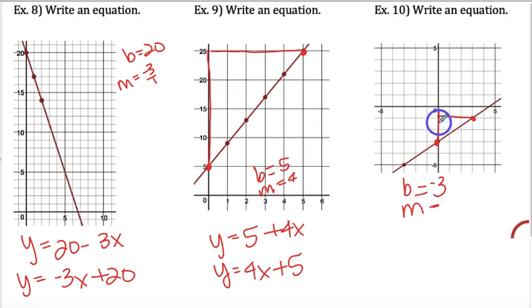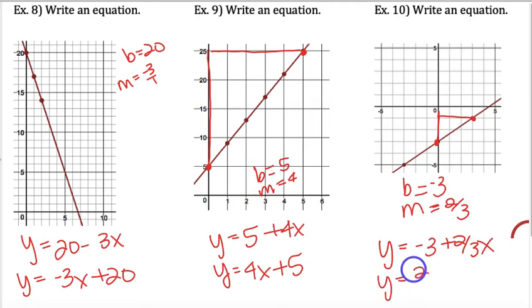And it is up and to the right. This is a positive line. So my slope is a positive 2/3. So my equation might be y equals negative 3 plus 2/3 x. Or again, you could start with your slope of a positive 2/3 x minus 3 for your starting point.